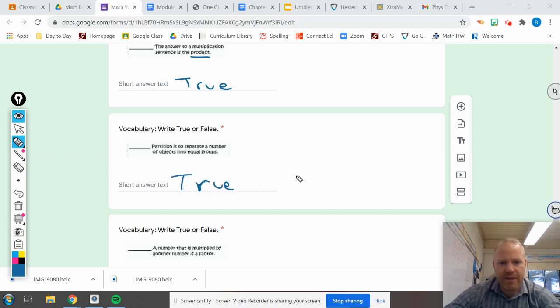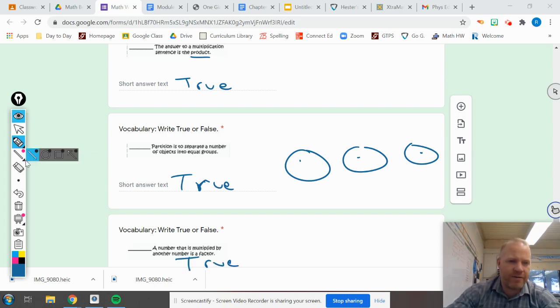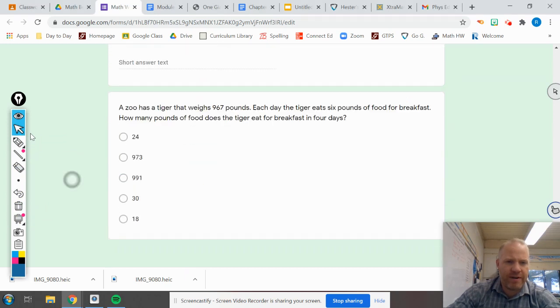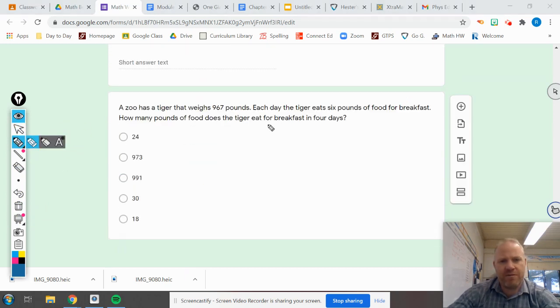When we partition things, we are moving them into groups. So 1, 2, 3. We partitioned the 3 into 3 groups. A number that is multiplied by another number is a factor. That's true. We multiply factors. All right, if you need those notes, make sure you pause the video, and we're coming down to the zoo.